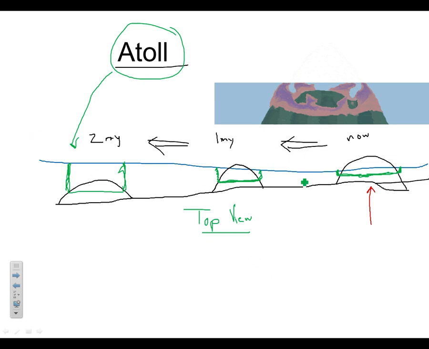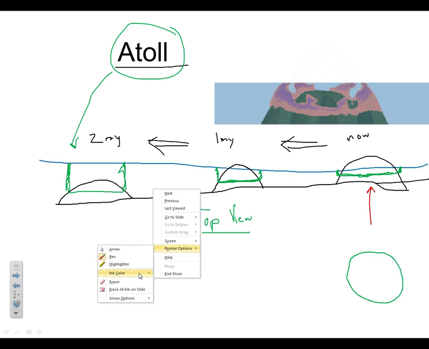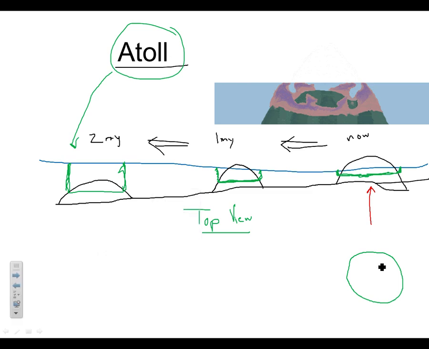Well, let's look at this first picture here. So what would you see in this picture if you flew over it? Well, you see a ring of coral with an island just right inside. Let me see how well I can do this.